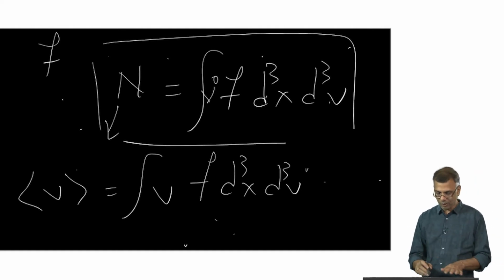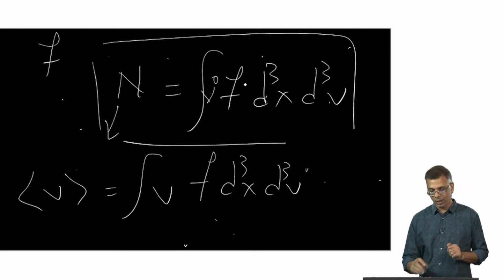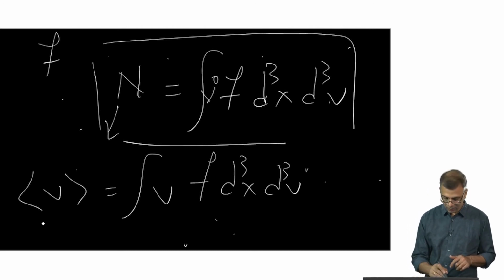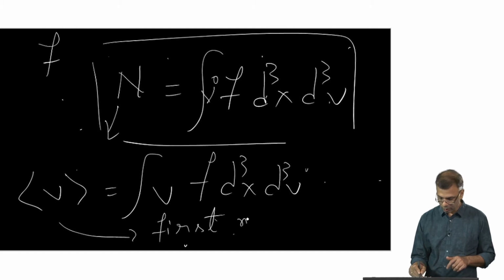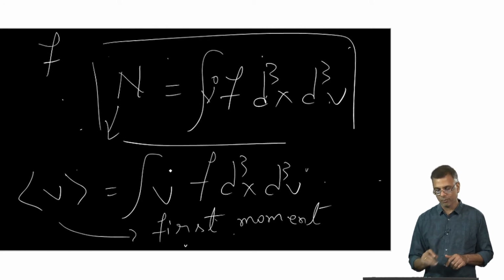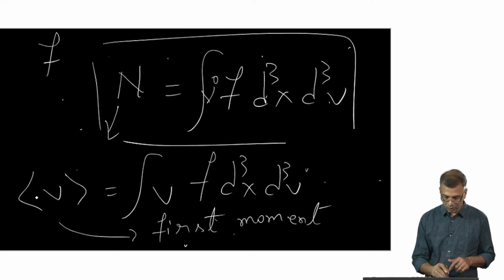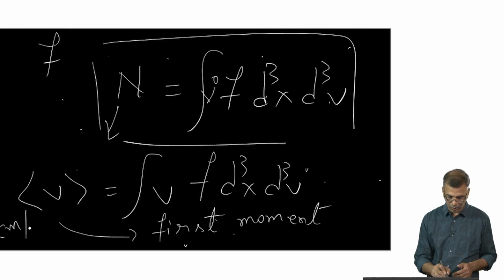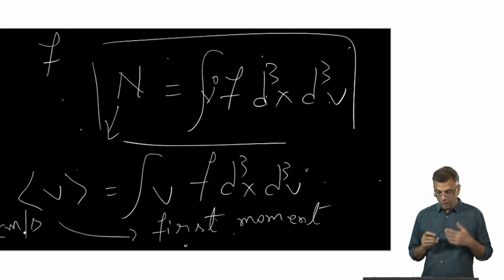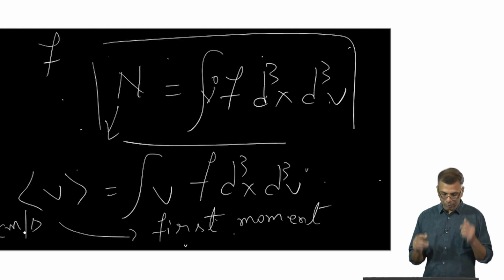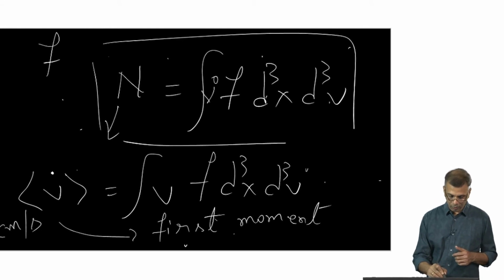So the average velocity would be v times this. This is essentially the first moment. I call this the first moment because the power here is 1, and this is the 0th moment because the power here is 0. When you take the first moment, you get the average velocity, and the dimensions of this are, of course, centimeter per second. If I want to take the second moment, I just do that.